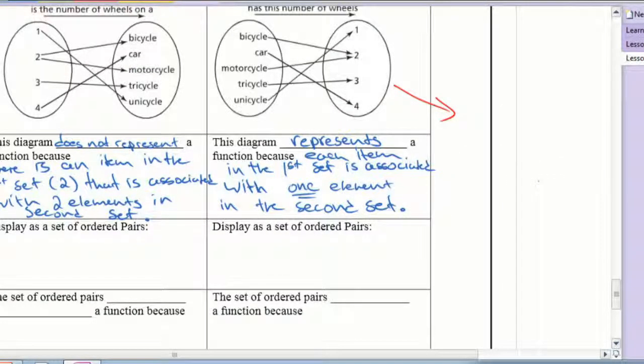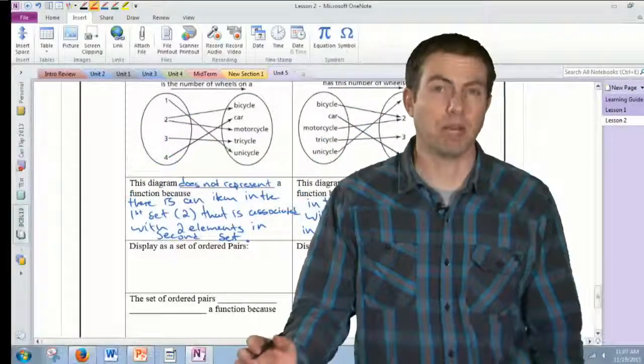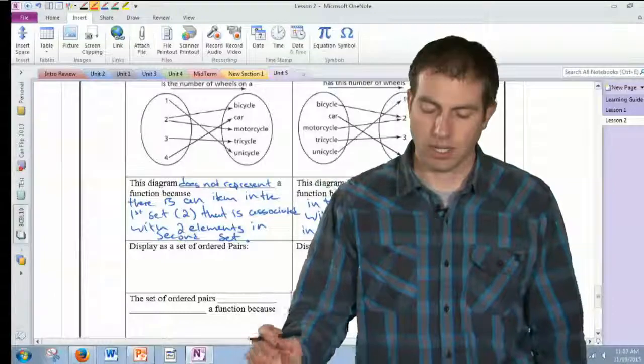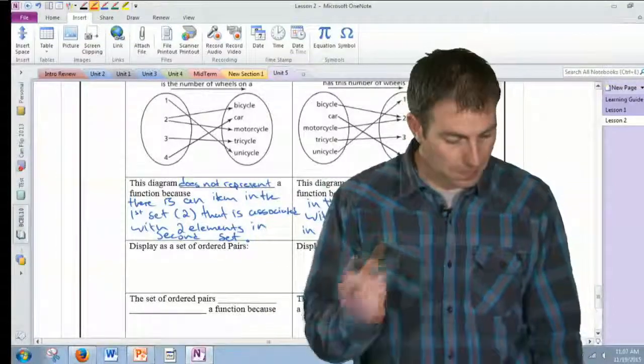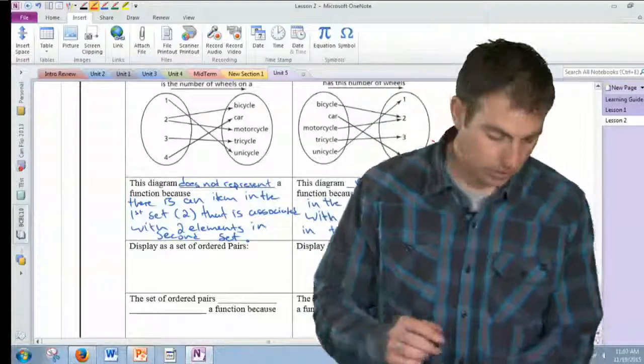It might be a good bar graph or something, but generally speaking in Math 10, we're not going to deal with bar graphs. It'll be almost all point plots. So we need to represent it a different way, as a set of ordered pairs.